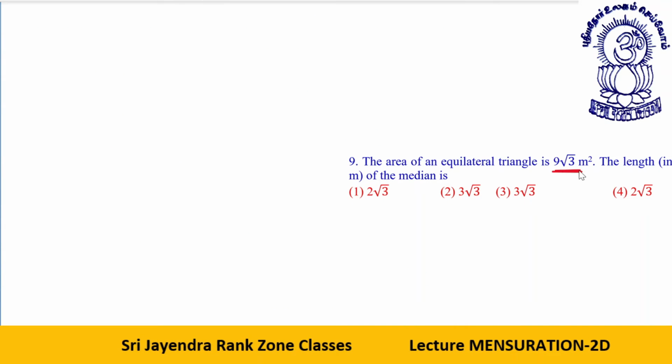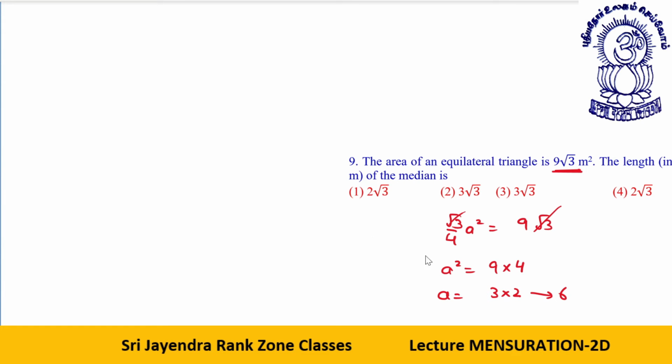Area of an equilateral triangle is 9 root 3 directly. What is root 3 by 4 a square? That is 9 root 3. Root 3 and root 3 cancel. a square is what? 9 into 4, or a is what? Under root of both, 6.